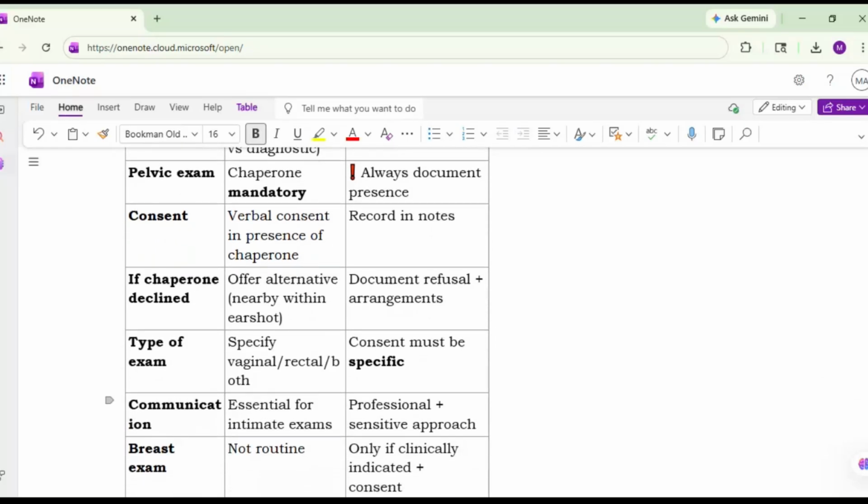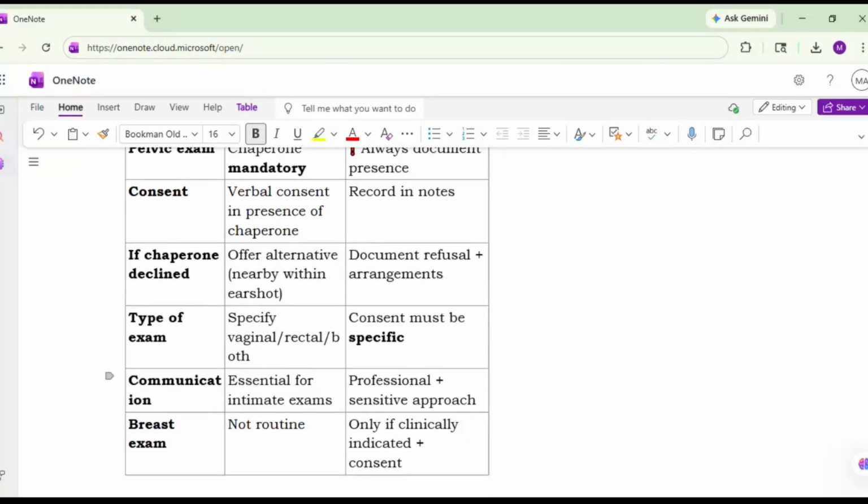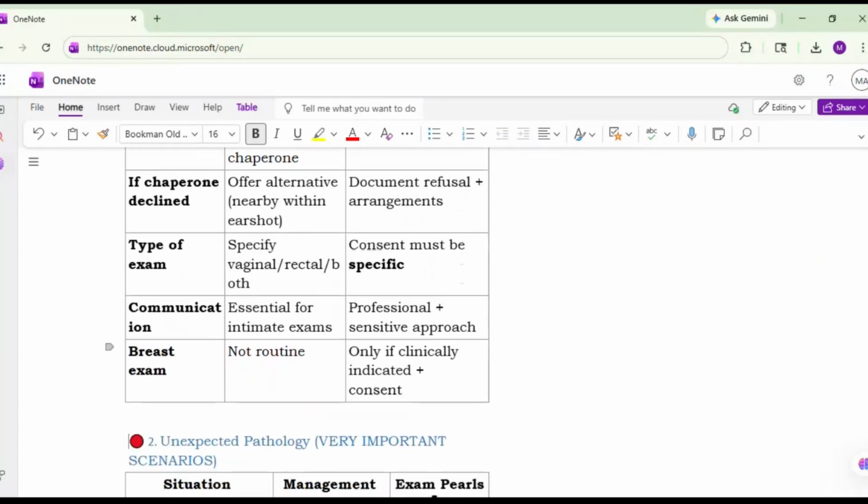Then type of examination, specify what we are going to do. We are going to do vaginal examination, rectal examination, or both, and consent has to be very specific. Then communication is essential for intimate examination. A professional and sensitive approach should be there. Breast examination is not routine, so only if clinically indicated, but consent is a must.